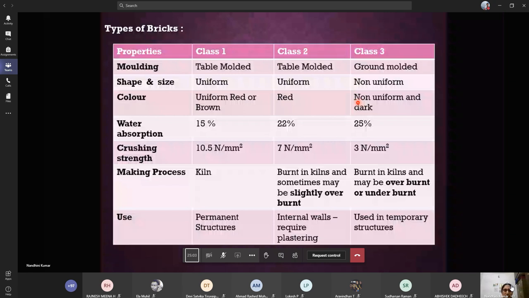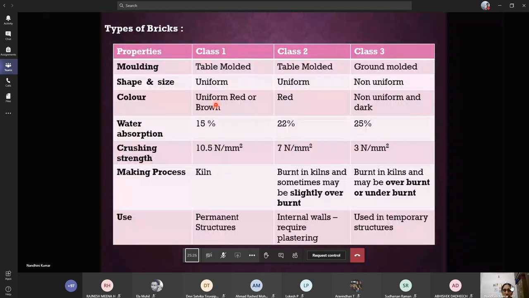I'll tell you this: when it is burnt in a kiln, you follow a particular temperature at which you burn the clay. That finally results in your uniform color. If the temperature is less, you'll get a red color. If it is too hot and you raise the temperature, you'll get brown. If you leave it to burn, it will turn black.